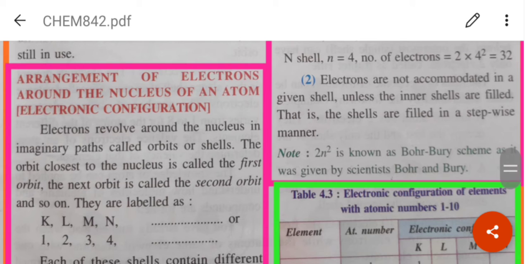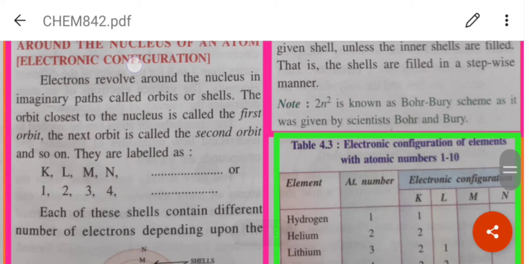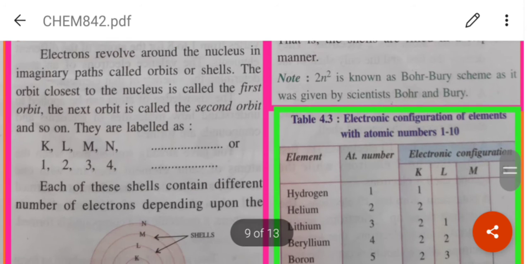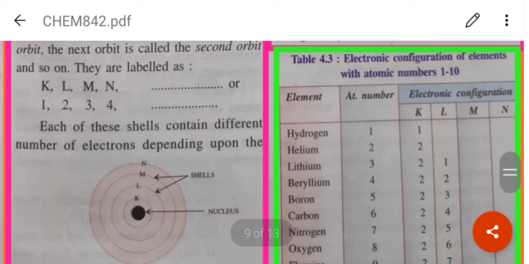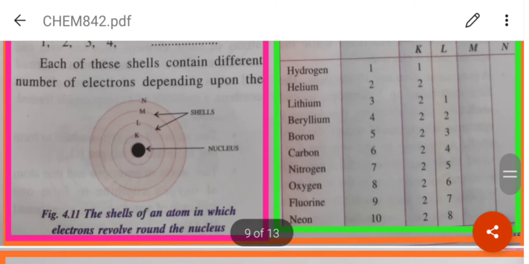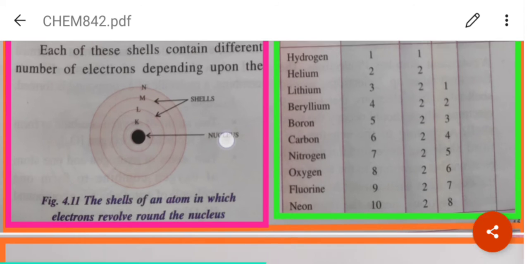Now let's see the arrangement of electrons around the nucleus of an atom, which is also known as electronic configuration. Electrons revolve around the nucleus in imaginary paths called orbits or shells. The orbit closest to the nucleus is called the first orbit, then comes the second orbit, and so on. They are labeled as K, L, M, N, or 1, 2, 3, 4. You can see here, this is the nucleus. First shell K, second shell L, third shell M, fourth shell N.